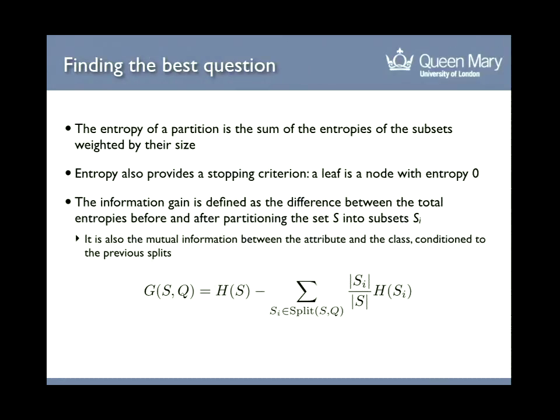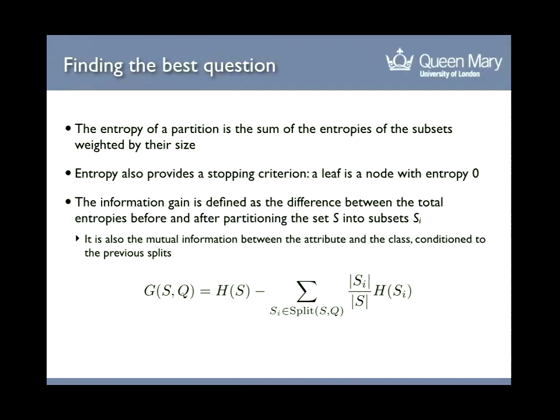SIs are the subsets you get from splitting the complete training set S by the question Q. And then the entropy of each of those subsets is multiplied by the size, right? The number of elements in the set SI divided by the number of elements in the set S. So if we have 10 training examples here, and 3 of them here, and 7 of them here, then this would be 3/10 of the entropy of this set plus 7/10 of the entropy of this set. That will be the entropy after doing this split. We take that away from the original entropy of the training set here, and hopefully there's a big difference. Right, we've gained a lot of information. So this is what G measures.